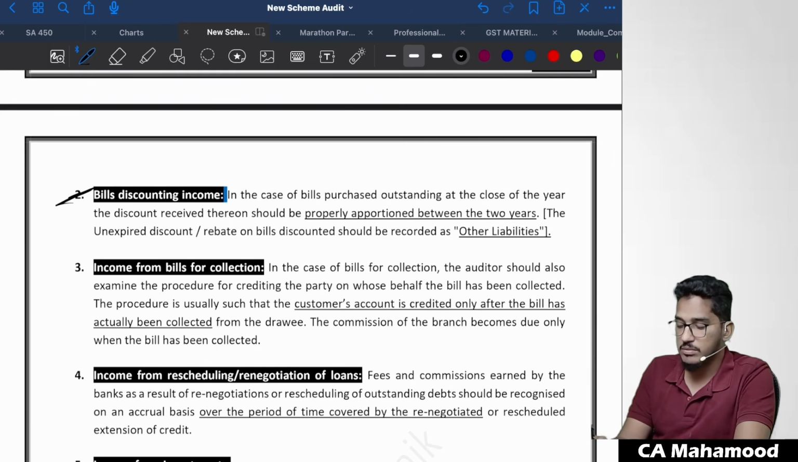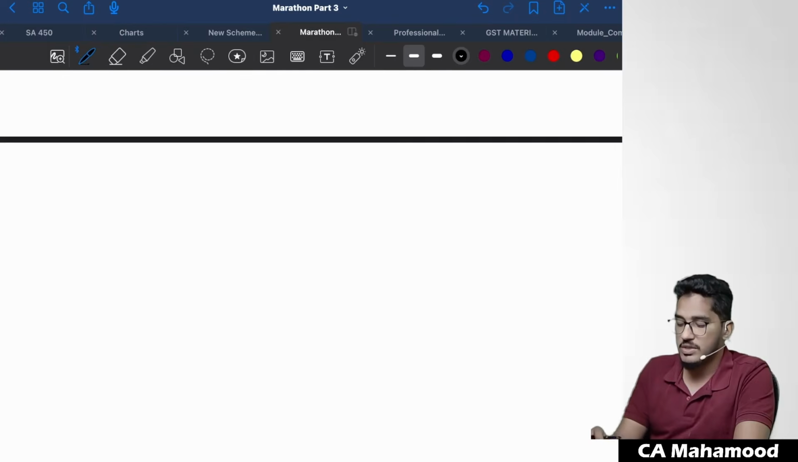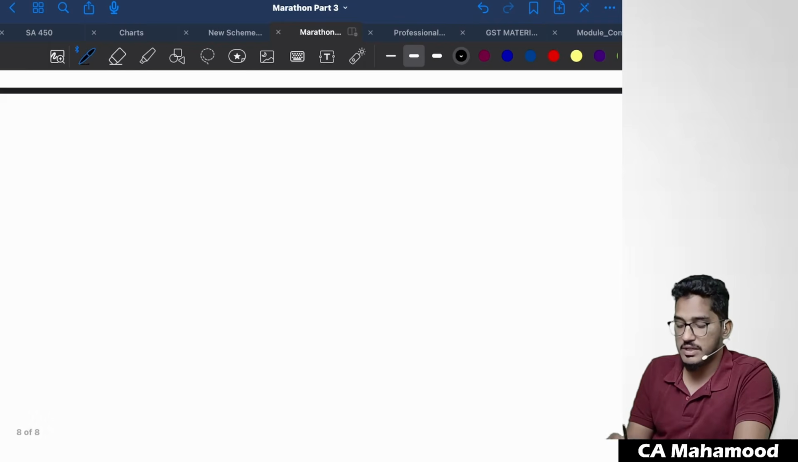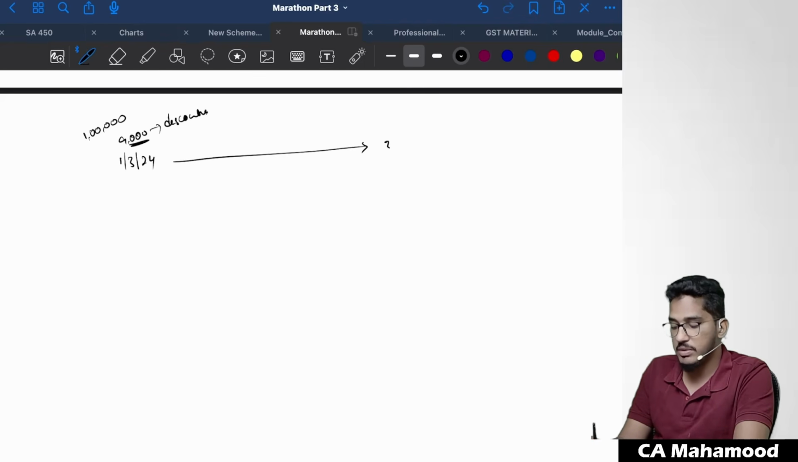See, in bill discounting income, they specifically say only one thing. So what is bill discounting income? For example, assume there is one bill discounted on 1st of March 2024. There is a bill amounting to 1 lakh rupees and the banker has collected 9,000 rupees of discounting income. But the actual maturity date of the bill is 31st of May. One customer came to the bank and discounted the bill, and for discounting that bill, the banker has collected 9,000 rupees of discounting income.